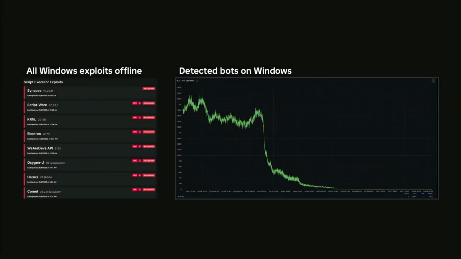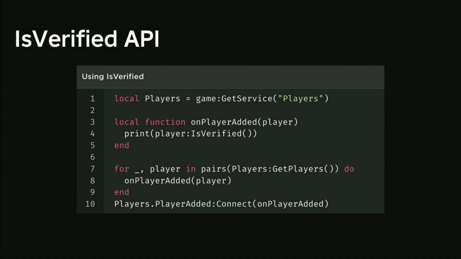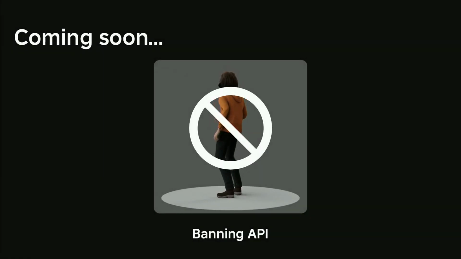The first is on the software side with our Hyperion anti-cheat system. As Dan talked about yesterday, we've seen a massive reduction for Windows exploiters. We also believe in giving you the tools to implement your own anti-cheat systems. Our new API can check if a user is verified or not, and we're also building out other useful anti-cheat features. For example, we're working on a banning API so that you can ban specific users from your experience. And yes, it does handle alternative accounts.